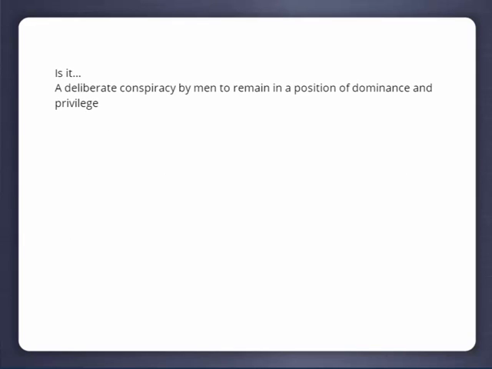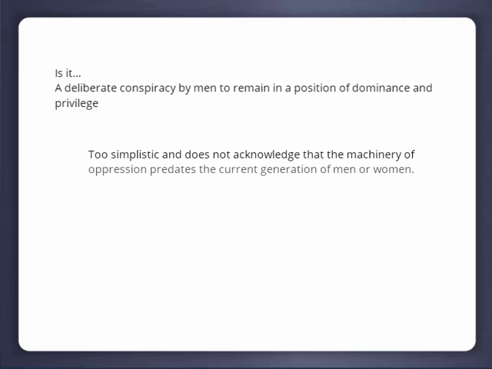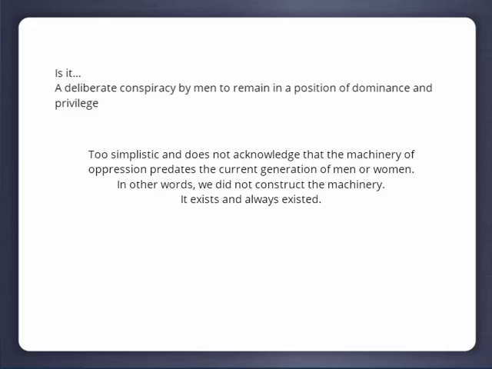Let's unpack the first idea, that sexism is a deliberate conspiracy by men to remain in a position of dominance and privilege. I think that idea is too simplistic and does not acknowledge that the machinery of oppression predates the current generation of men and women. In other words, we did not construct the machinery. It exists and has always existed. Let's explore the second idea that could be used to define the term sexism.